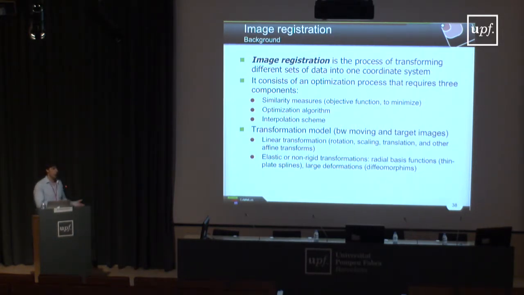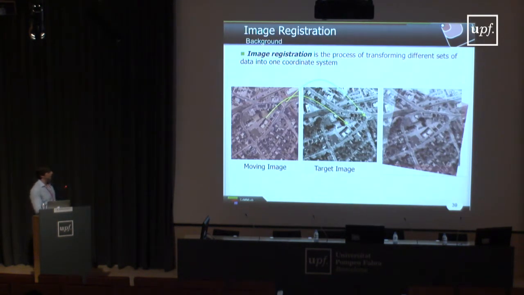The transformation can be linear, in which we just rotate, move, and change the scale of the image. Or it can be elastic or non-rigid. In that one, we actually deform the original image to match exactly the second image. For instance, you have an example here. This is the target image. This is the moving image, an image of the same area, but taken from different angles. So what we are going to do is take this image, rotate it, and scale it so that both of them fit exactly. We are going to do the same with the heart.